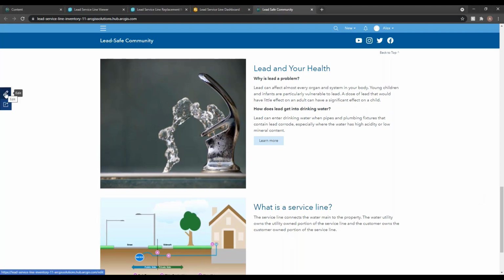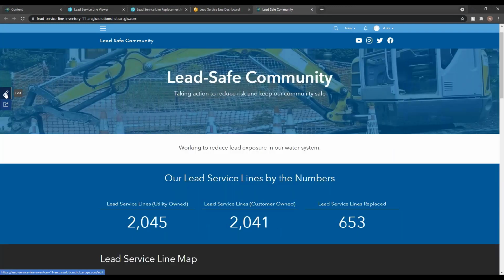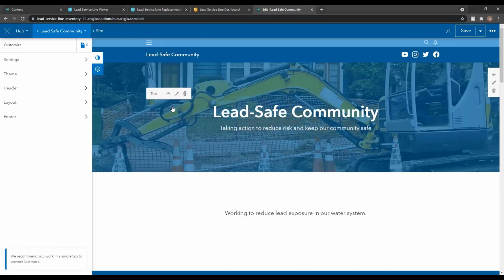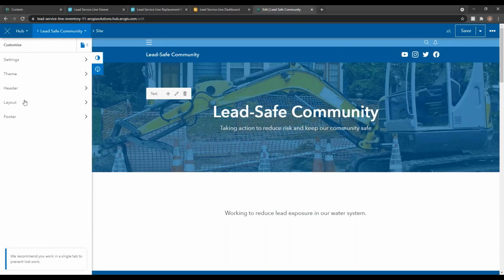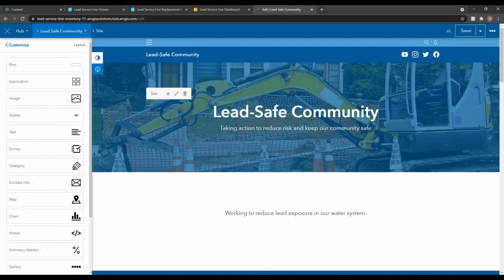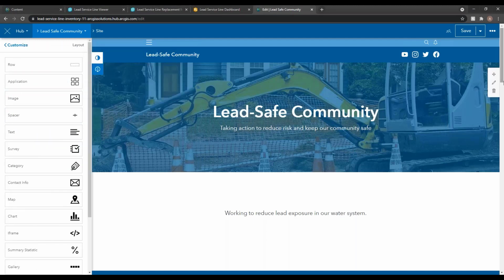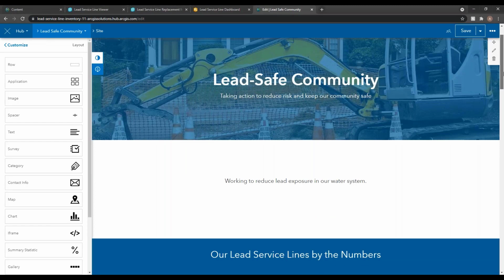To customize the hub page, you would just click the edit button, and it will bring it into edit mode. You can change the theme of your hub page to match the theme of your organization, so you can change the colors. And using this layout, you can add different elements to the map as well as delete certain elements from the map.